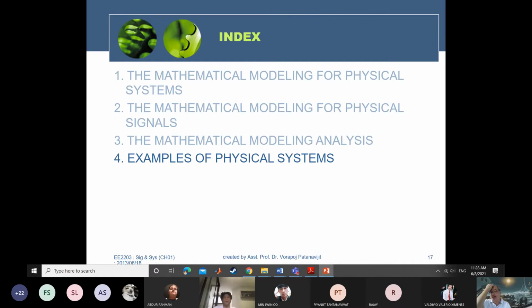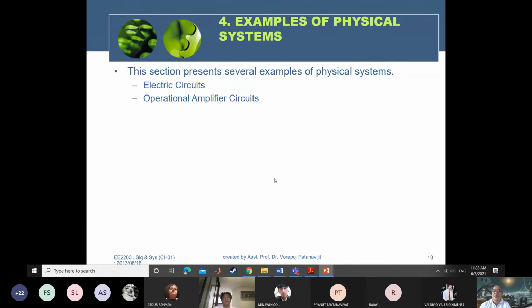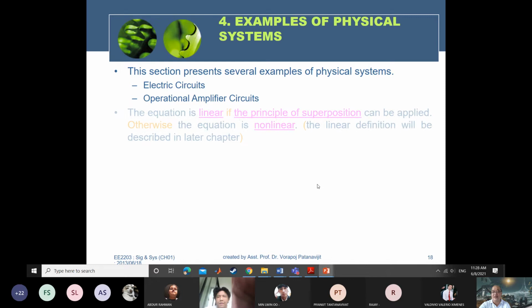The last part is the examples of physical systems, real examples. This section presents several examples of physical systems. Every detail in the slide is already shown in the book, step by step, every word. You can read them and follow the steps. In this case, we show the electrical circuit and the op-amp, operational amplifier circuit.